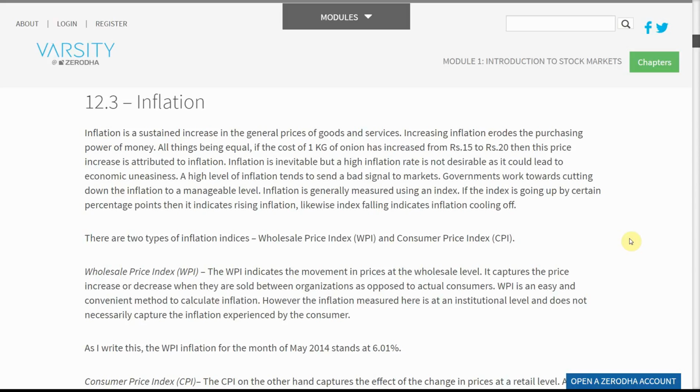Governments work towards cutting down the inflation to a manageable level. Inflation is generally measured using an index. If the index is going up by certain percentage points, then it indicates rising inflation. Likewise, index falling indicates inflation cooling off. There are two types of inflation indices: wholesale price index (WPI) and consumer price index (CPI).